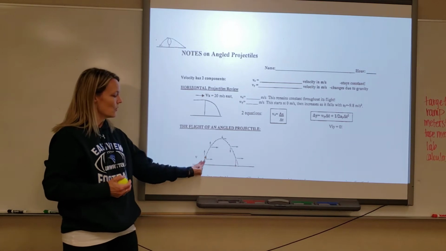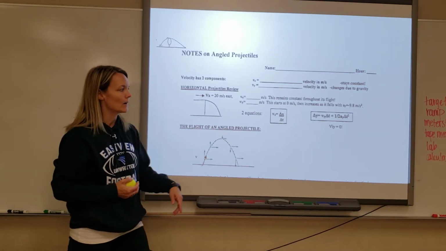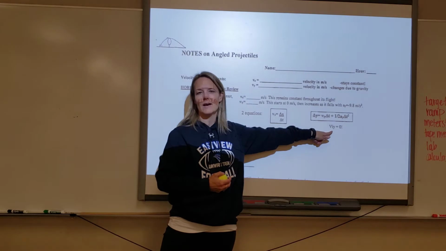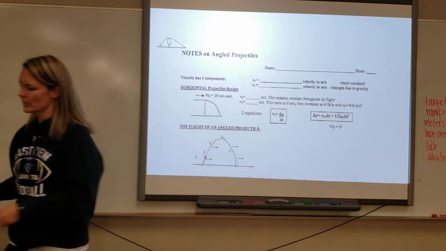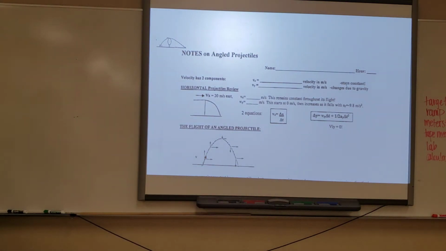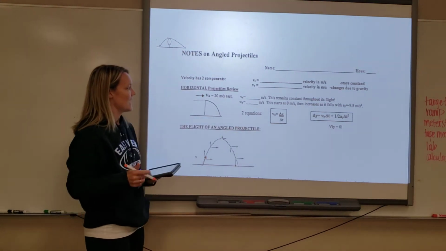which means in order to get off the ground, we are going to have to bring back in a Viy, an initial velocity in the y direction. All right, so here we go. A quick review of what we learned last week.